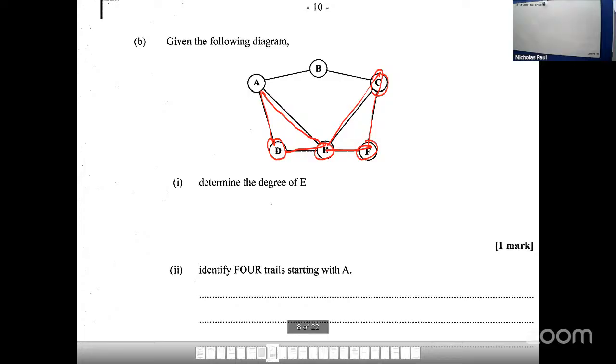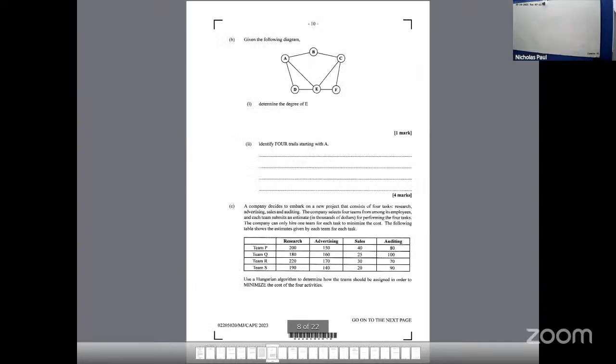So your trails could go different places, right? ADE, you could go ADEF, ADFC, ADEC, right? ABC, right? Any of those options could be a trail starting with E. And if you have one letter more than once, nothing wrong with that. Just make sure you don't go across the edge more than once. All right, nice. So that is your thing there.